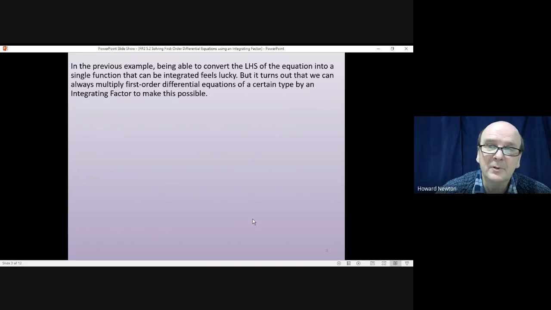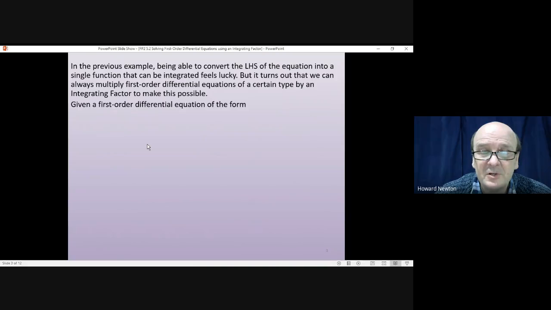Now, in that example, it does feel that we were just a little bit lucky in being able to convert the left-hand side of the equation into a single function that we could integrate. But it turns out that we can always multiply first-order differential equations of a certain type by an integrating factor. And it makes what we did on that last question always be possible.